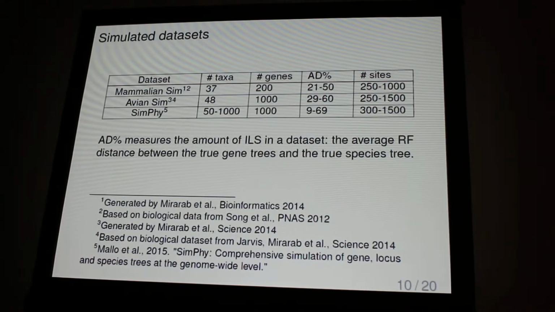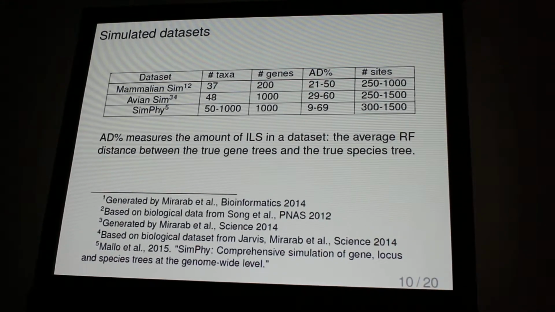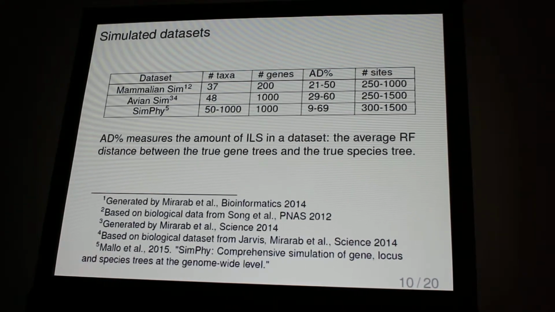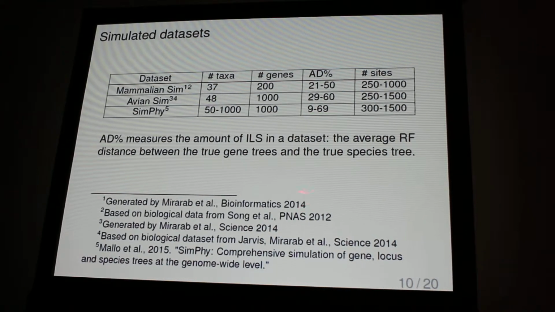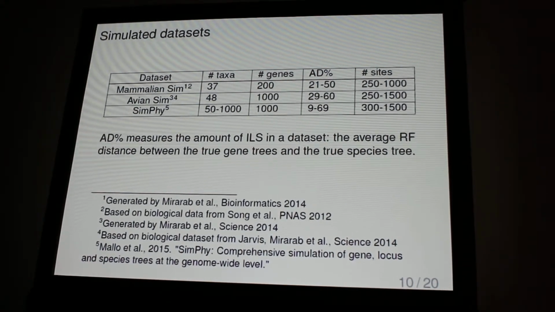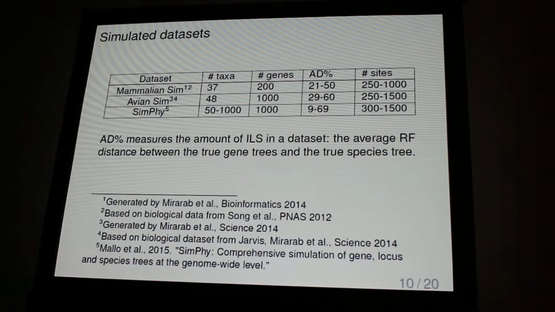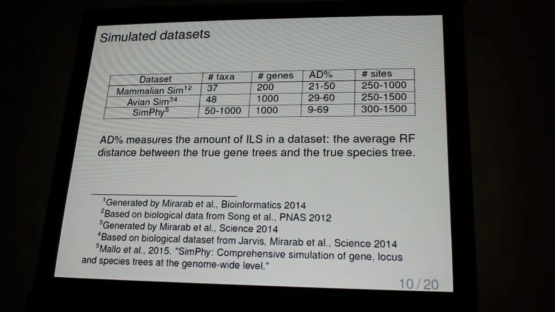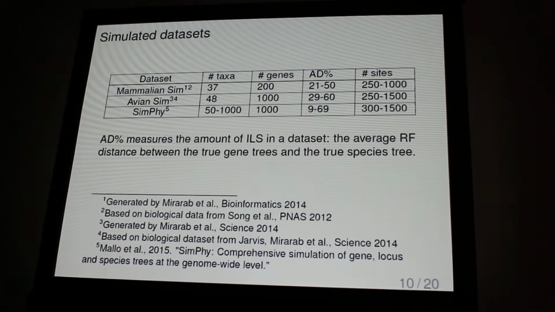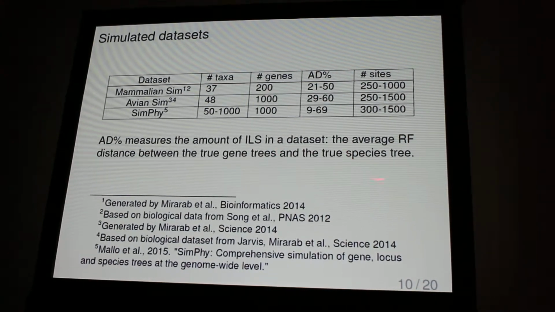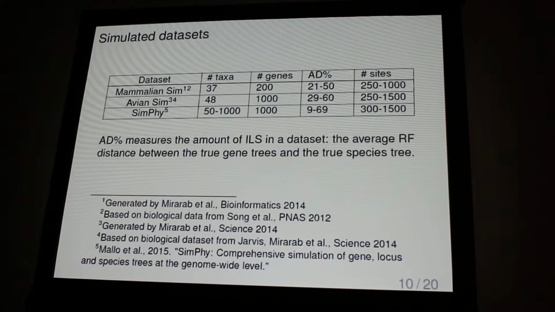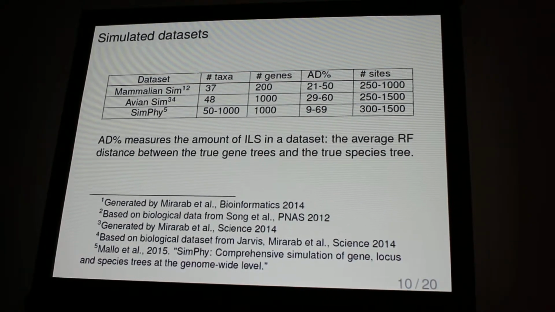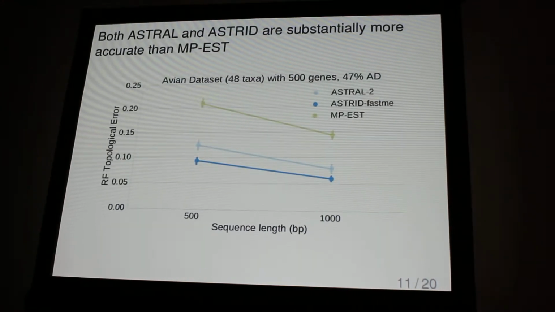So we simulated this on a lot of data sets. I'm actually only going to show one of these data sets today because of the slightly shorter talk. But the point is we've tested on a wide range of number of sites, we've tested on a wide variety of number of genes, and we've tested on a wide variety of ILS conditions measured as the distance between the true gene trees and the true species tree. And that's gone all the way from about 10% to about 70%. So 70% is a quite high level of ILS, and we still get reasonably good performance under those conditions.